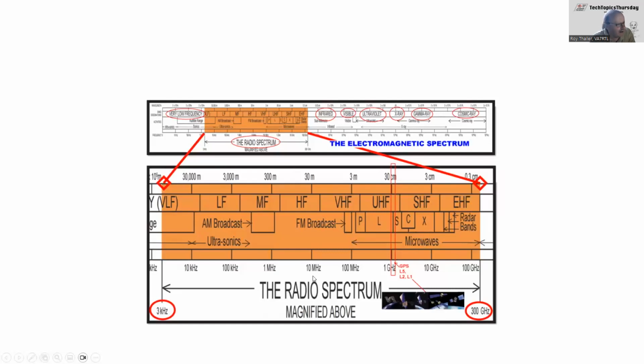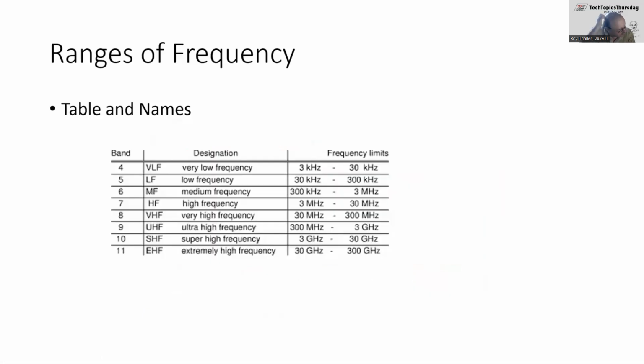Now you can break that down even further. These are the typical ranges. So HF is typically 3 to 30 megahertz, and then VHF is 30 to 300 megahertz, and then UHF is 300 megahertz up to 3 gigahertz. So these are the three most common areas we use, and for HTs, it's basically VHF and UHF.